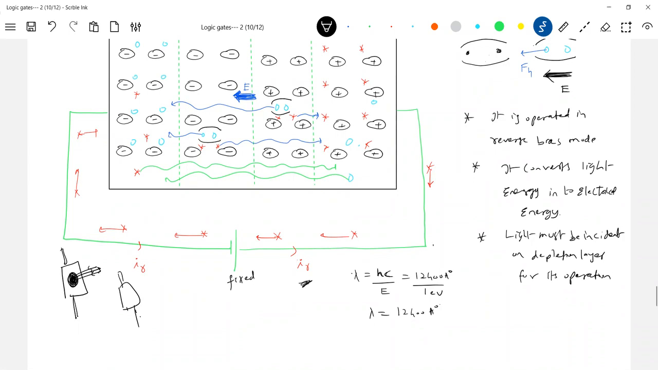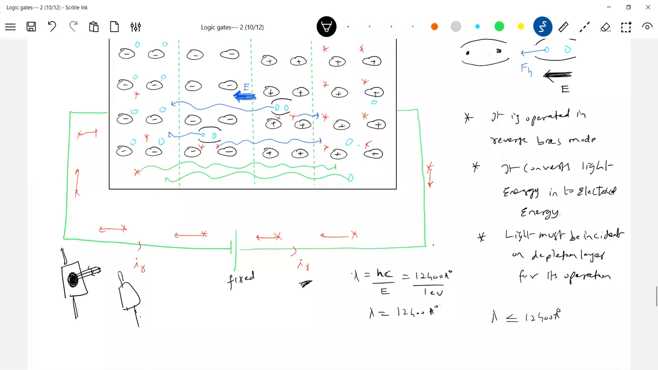Yes, it will break the covalent bond. The energy of the photon, anything greater than or equal to 1 electron volt, is sufficient to break the covalent bond and generate minority carriers. If the energy of the incident light is less than 1 electron volt, we can't do anything. So if photodiodes are made of germanium or silicon, what should the wavelength of the incident light be? Shall we put greater than or equal? It should be less than, no?